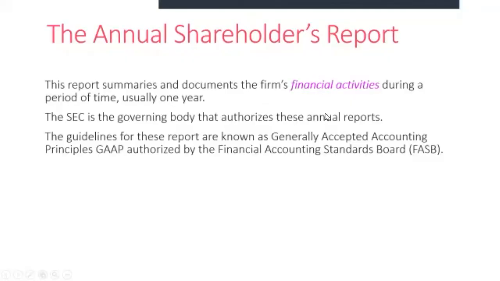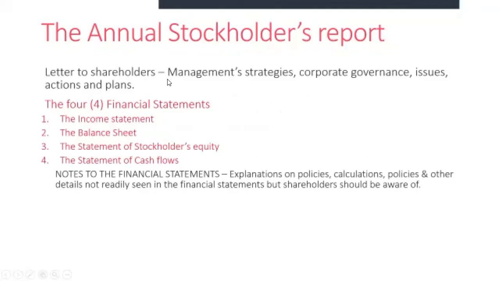Right, so the report, as we said, is a document. It documents the firm's financial activities during a period which is usually 1 year. And it includes the letters to shareholders, right? So the management strategies, corporate governance issues, and plans, as we saw. The four financial statements: the income statement, the balance sheet, the statement of stockholders' equity, and the statement of cash flow. And then we have the notes to the financial statements, which is an explanation of the policies and calculations, and other details not readily seen in the financial statements, but shareholders should be aware of.